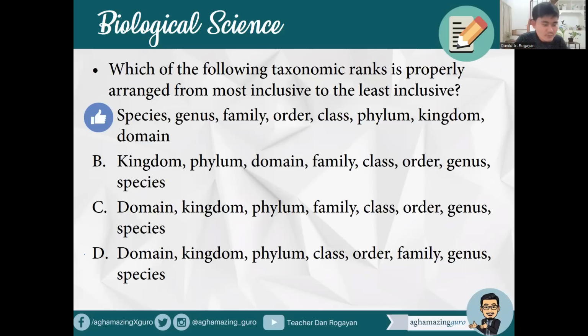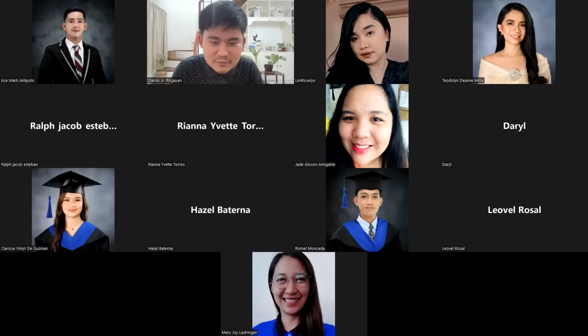Okay, that's correct. So, let me correct my slide for a while. I stop sharing. I think I have missed the emoji. I'll bring it back to letter D: domain, kingdom, phylum, class, order, family, genus, and species. That's correct. Okay. At least nakocorrect natin.